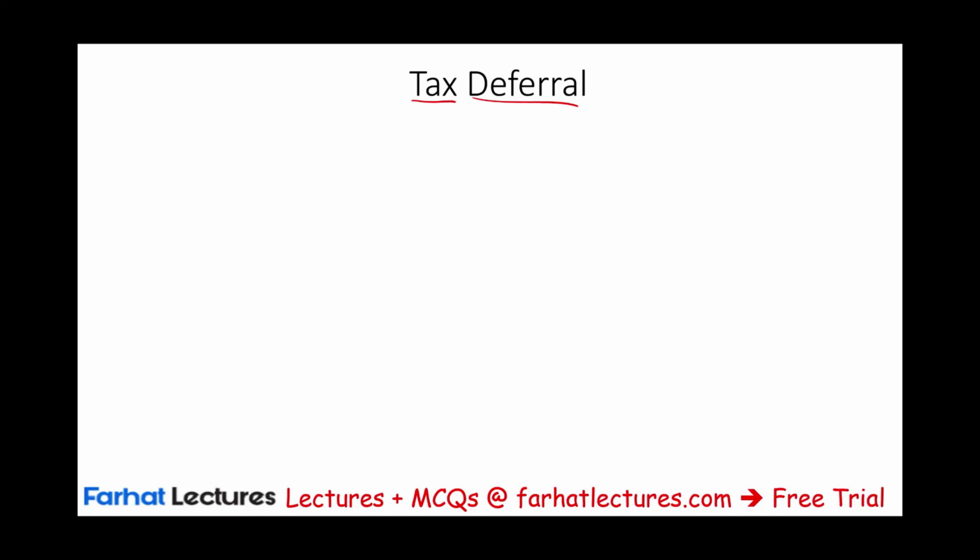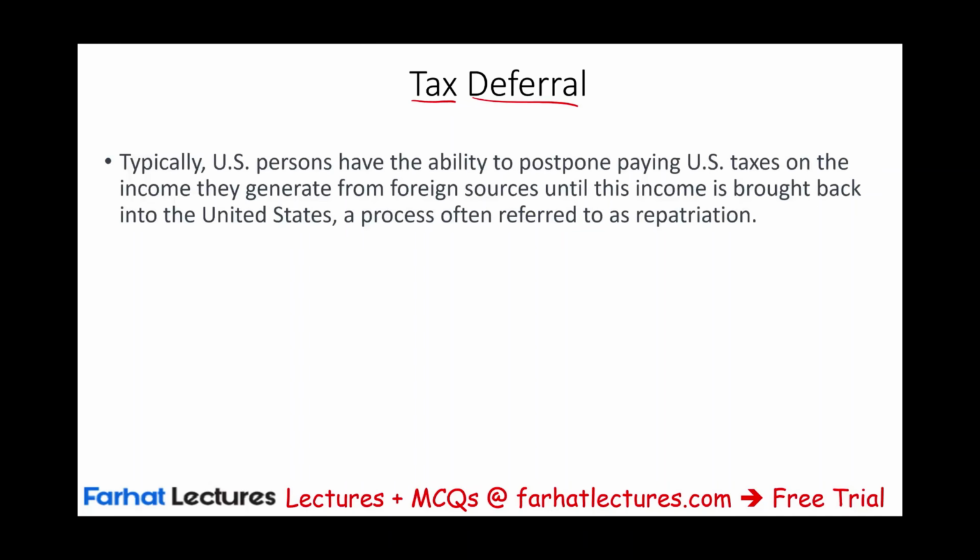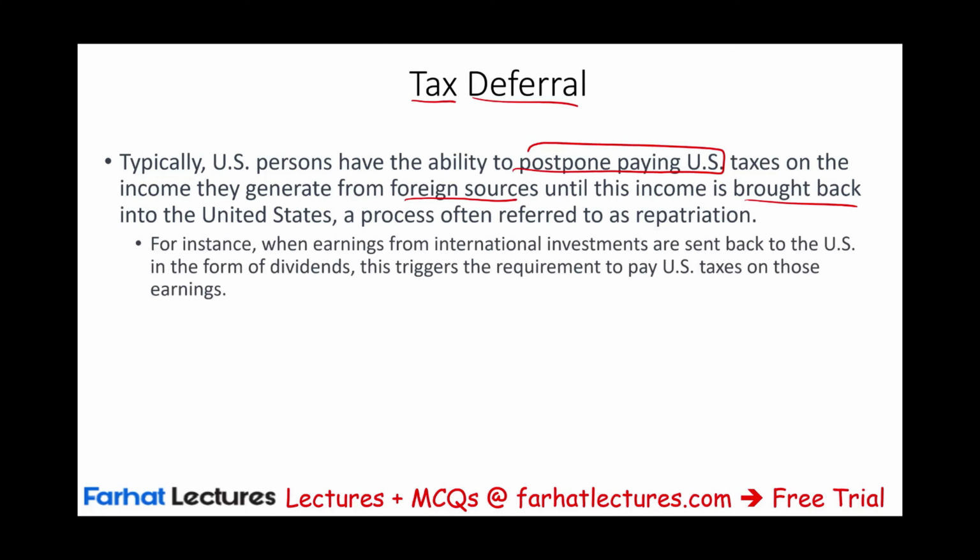The general rule is this. A US person, individual, corporation, partnership, has the ability to postpone paying taxes on income they generate from foreign sources until that income is brought back to the US. And this process is called repatriation. For example, when earnings from international investments are sent back to the US as dividends, this triggers the requirement to pay US taxes on these earnings. So there's this deferral mechanism.